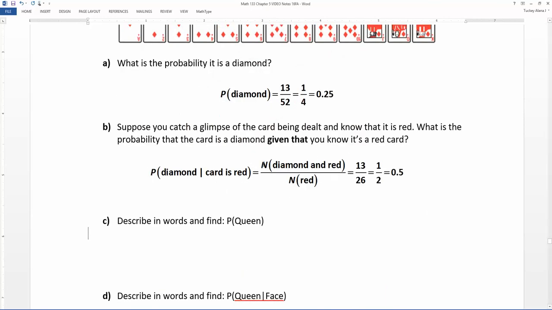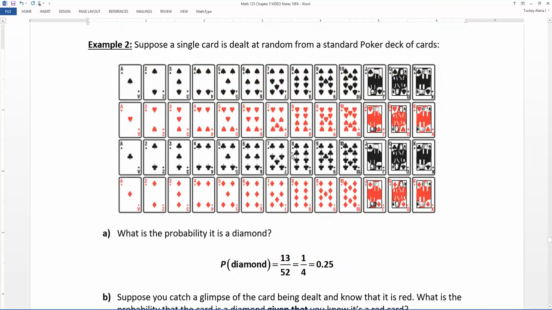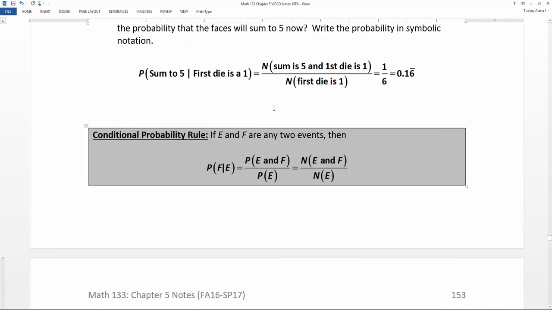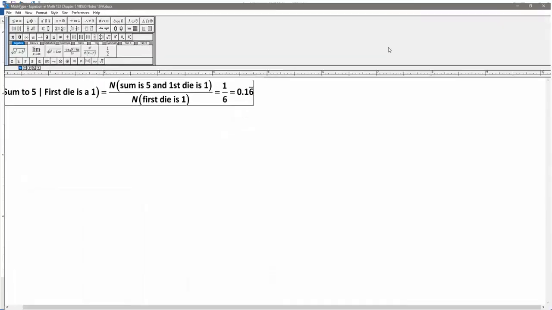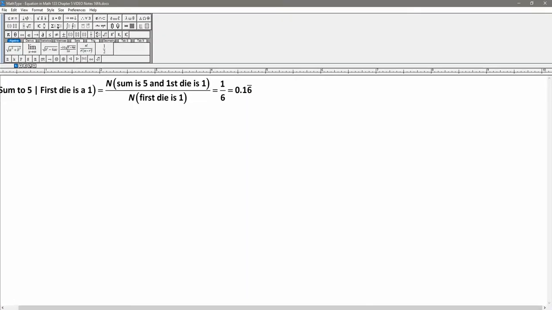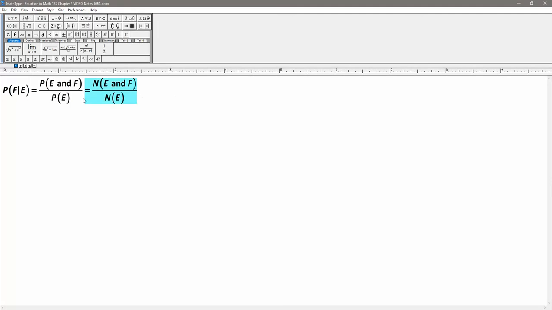And we can apply the same logic here that we used for this symbology here, the number of diamonds and red divided by the number of reds, because what we're using is that back part of that formula. We can actually go back here and do the same thing with the die. Like I said before, the number of ways that it was both sum of 5 and the first die is 1, which was only one way, divided by the number of ways that the first die was 1, which is 6. Just to put that extra notation in there for you. So you're used to seeing this notation that you're seeing in the back half of that formula.